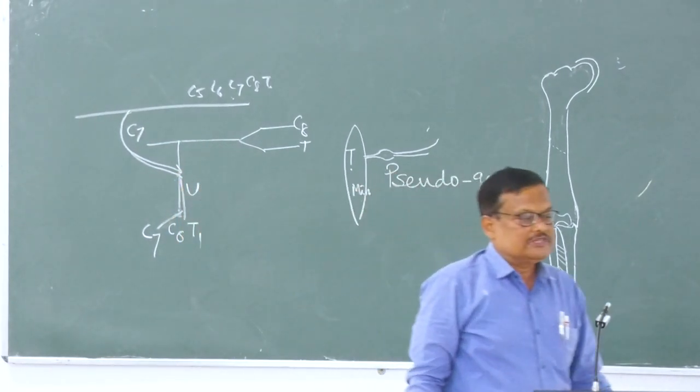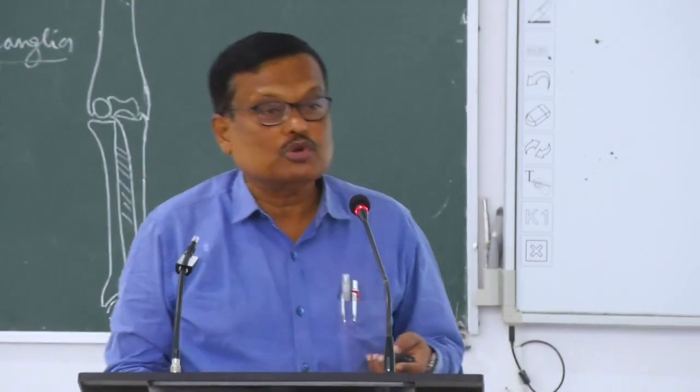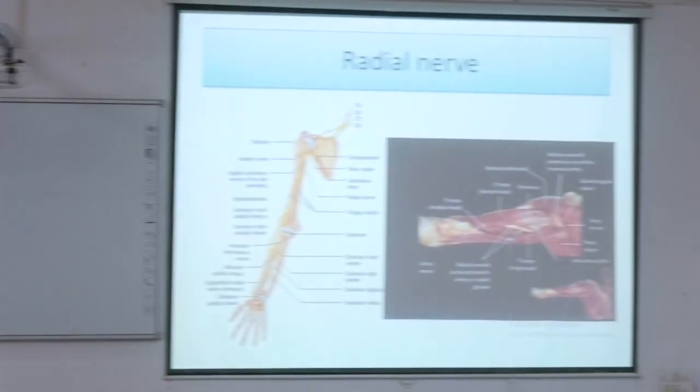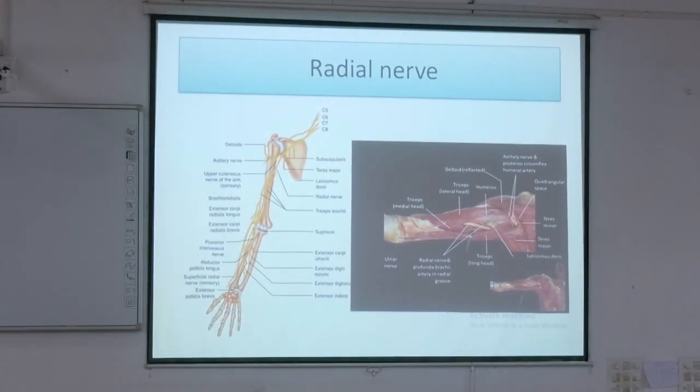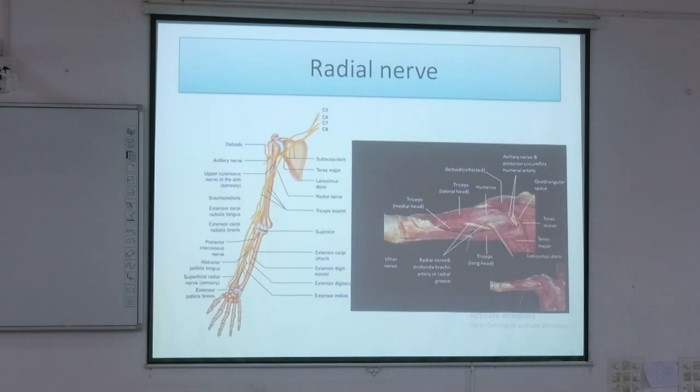So the ulnar nerve root value is C7, C8, T1. Often they ask this in exams. Okay, now the radial nerve. I have already told you the radial nerve is a branch of the posterior cord of the brachial plexus. Let me recapitulate the branches of the posterior cord.